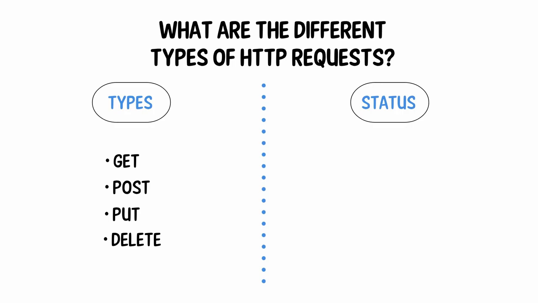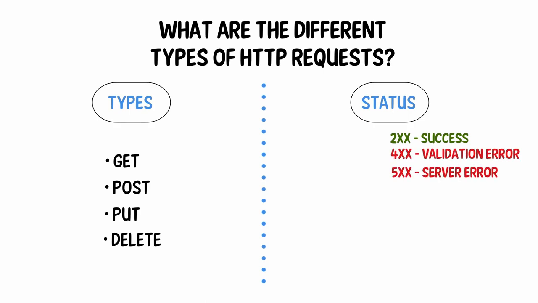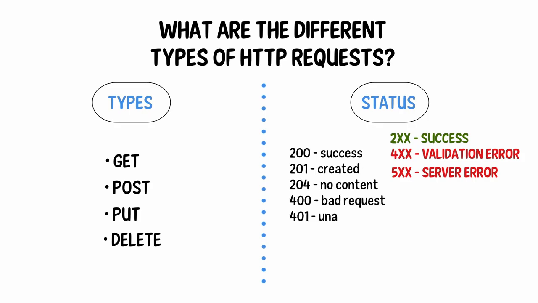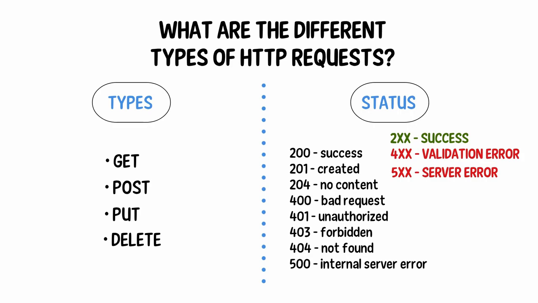Each status code defines a different scenario. For example, code 201 means created and 401 is unauthorized. The status codes starting with 2xx are defined as success, 4xx are validation errors and 5xx are server errors. The most popular statuses are 200 success, 201 created, 204 no content, 400 bad request, 401 unauthorized, 403 forbidden, 404 not found, 500 internal server error.